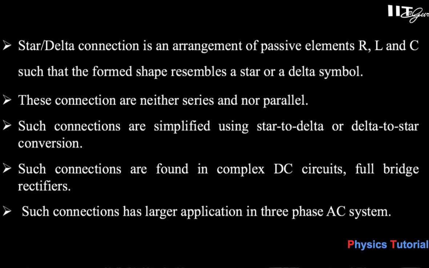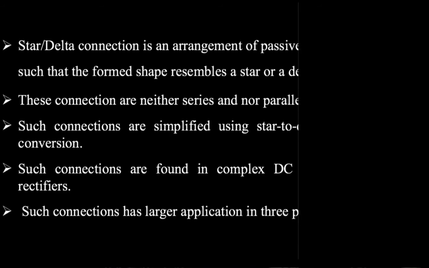Now, the star delta connection is an arrangement of passive elements R, L, and C such that the formed shape resembles a star or a delta symbol. These connections are neither series nor parallel. Such connections are simplified using star to delta or delta to star conversion. Such connections are found in complex DC circuits, full bridge rectifiers. Such connections have large applications in three-phase AC systems.